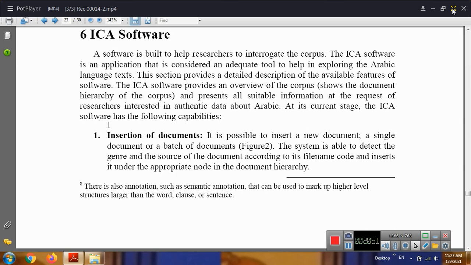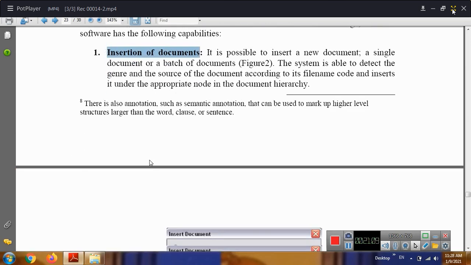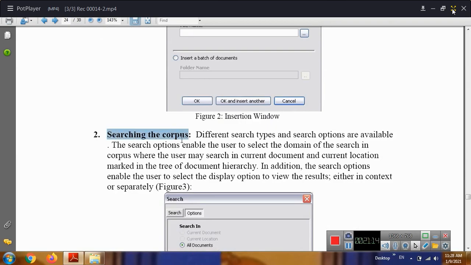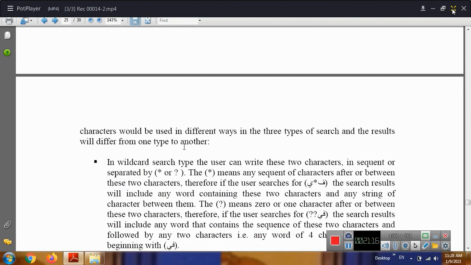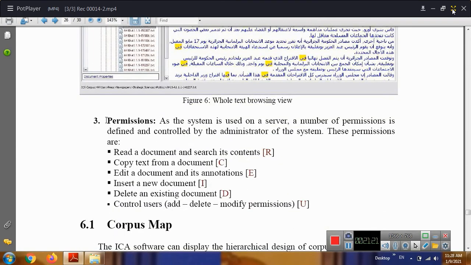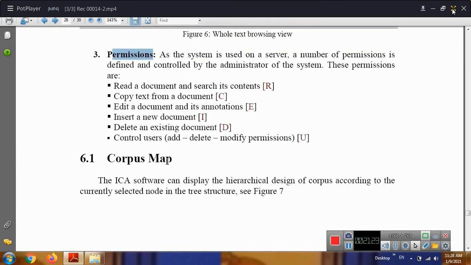At its current stage, the ICA software has the following capabilities. I just want to mention these capabilities. Insertion of documents. You just name the capabilities of the ICA software. Which one of them is insertion of the document? Searching the corpus. Permissions.